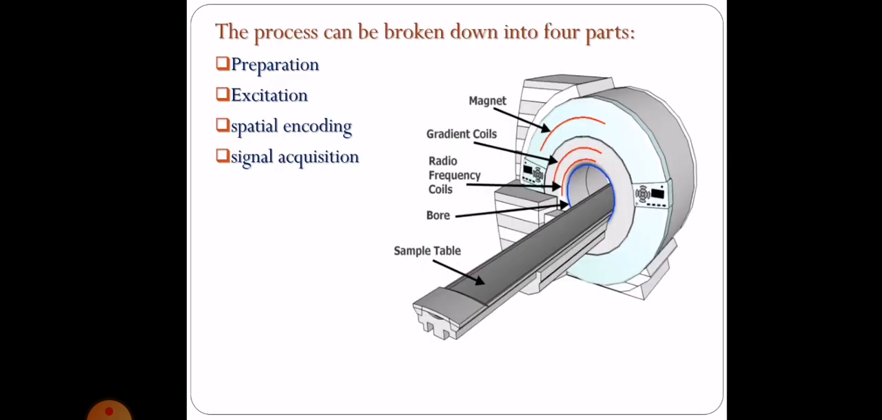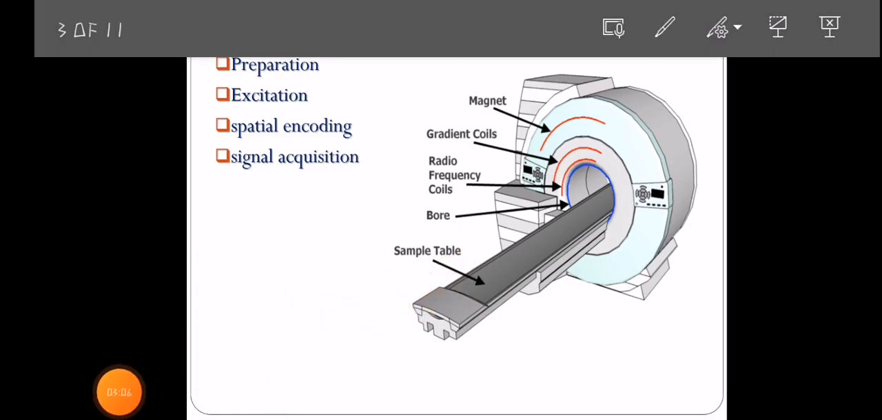You can see the MRI machine here. This is the large gantry, and this is the table where the patient lies. The machine stays stationary, but the table will move inside and the scan will be taken. How it is done we can know with the next slide.